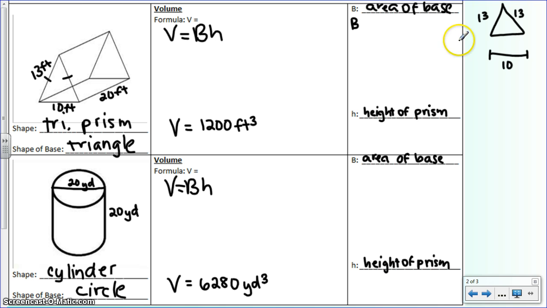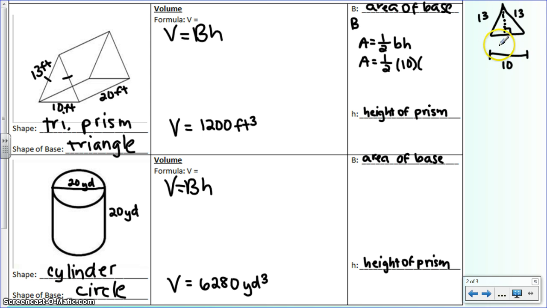Okay, so now what I've noticed is that the formula for the area of a triangle is 1/2 base times the height. All right, well, what I know I can fill in is that the base of my triangle is 10 feet long, but I don't know the height because I don't have this little part here that makes a right angle with my base.